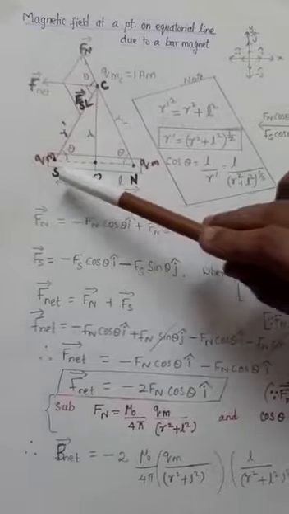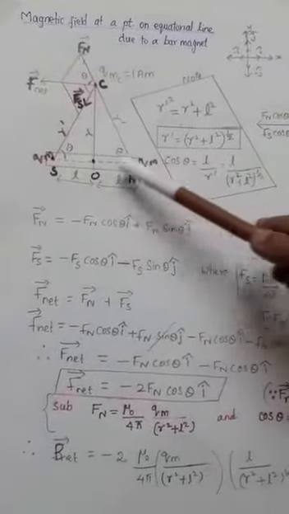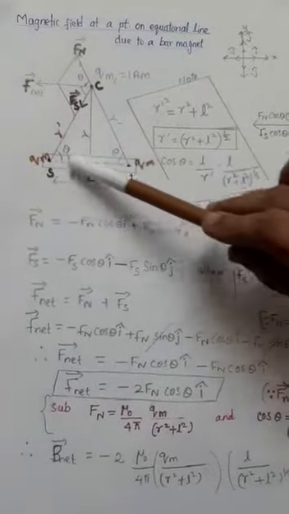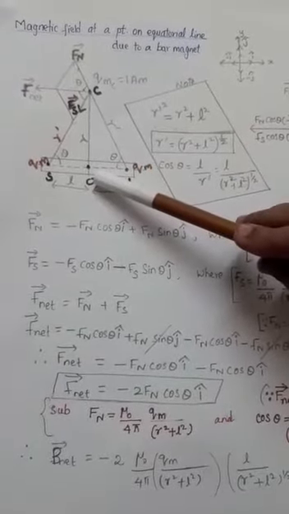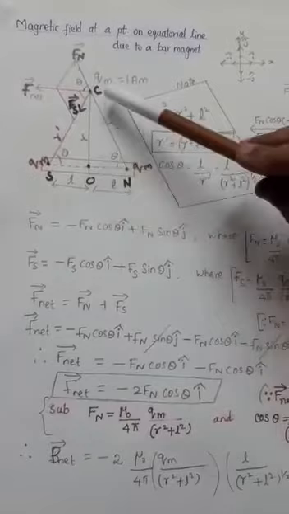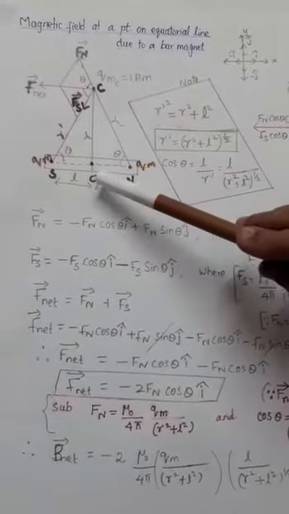Now NS is the magnetic axis. The line joining NS is the magnetic axis. To the magnetic axis you have to drop a perpendicular. OC is the perpendicular line, or you can say it is the equatorial line. The point C is at a distance r from O.